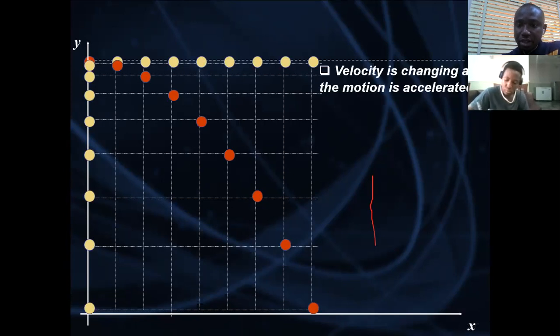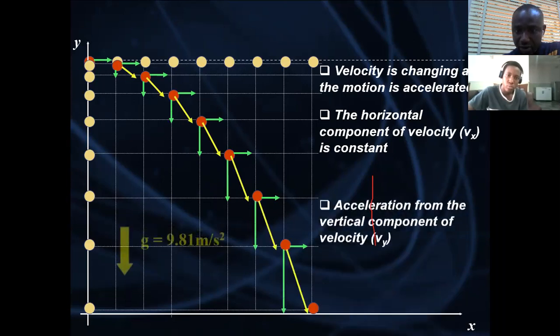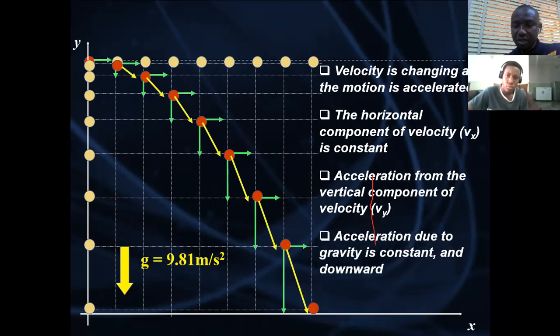When we are considering projectiles, there's something we need to do in x and y direction. The velocity is changing. One of the things we see in this projectile once it falls is that, number one, velocity is changing and the motion is accelerated. Another thing we see here is that the horizontal component of velocity is constant, just like what we see here. The next thing we see is the acceleration of the vertical component of velocity, and acceleration due to gravity is constant and downward.